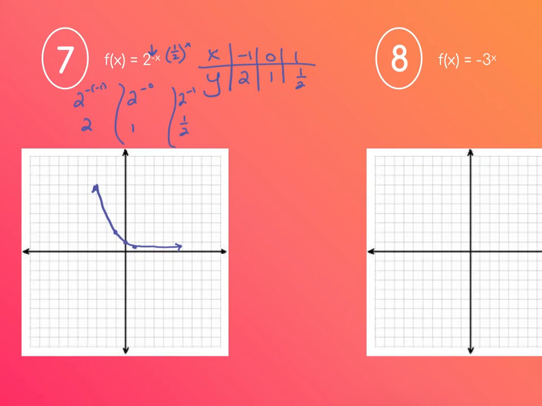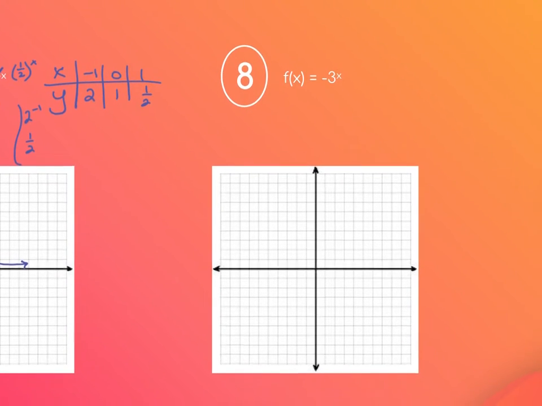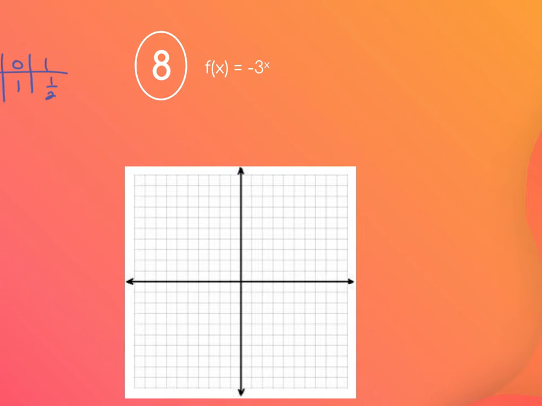Is that the same thing that's happening on 8? No. Now it's -3 to the x. So I'm going to do -1, 0, and 1.